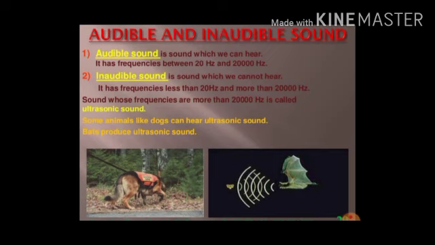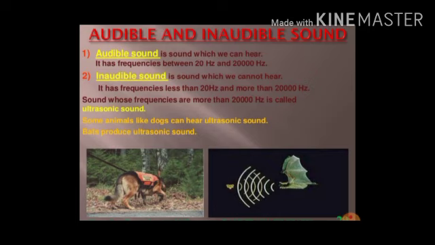Coming to audible and inaudible sounds. Audible sounds are the sounds which we can hear. The frequencies are between 20 Hz to 20,000 Hz. Inaudible sounds are the sound frequencies which are less than 20 Hz and more than 20,000 Hz. In between this 20 Hz and 20,000 Hz, the range is called the audible range, and below 20 Hz and above 20,000 Hz, it is called the inaudible range.